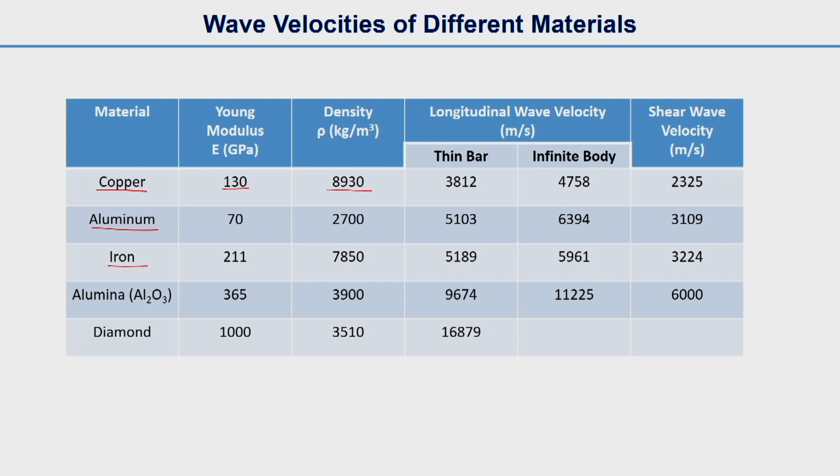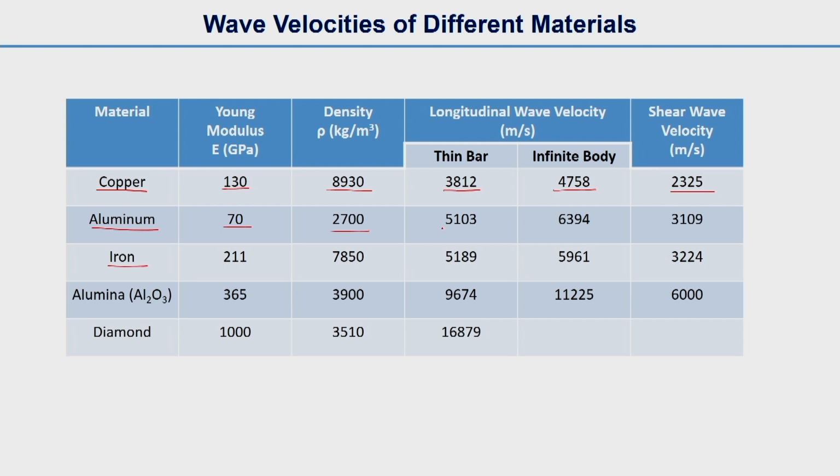One is the thin bar, that is for a finite medium, and the second one is the infinite body. The thin bar has 3812 meters per second, almost 4 kilometers per second. The infinite body has 4.7 kilometers per second, and then the shear velocity is 2325 meters per second.